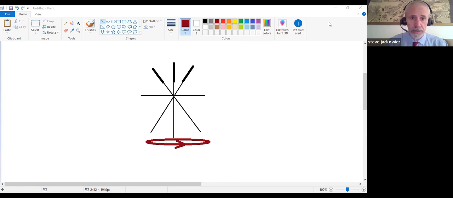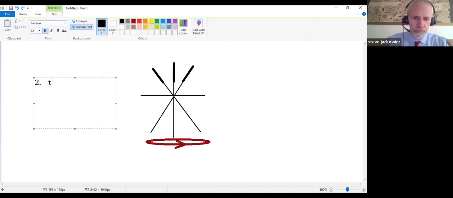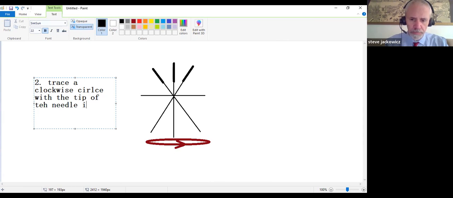This is step part 2. So we annotate this, and we go 2. Oops, that's a line. We don't need a line. We need the text. There we go. 2. Trace a clockwise circle with the tip of the needle internally. Okay, so far so good.